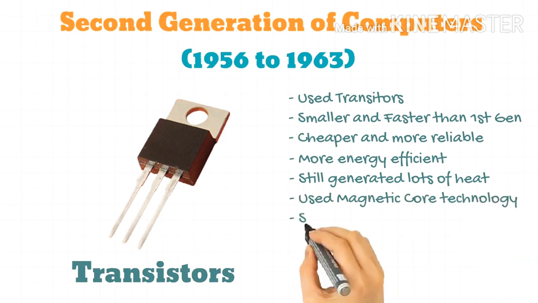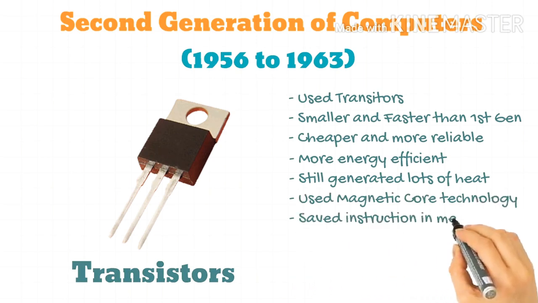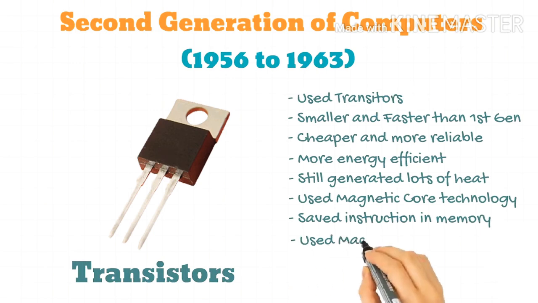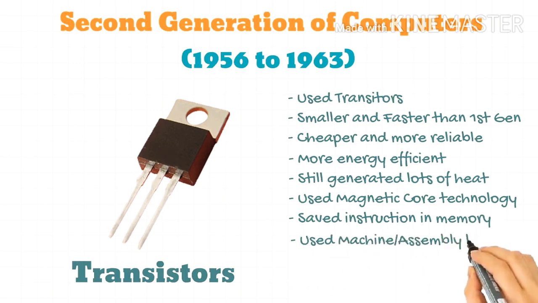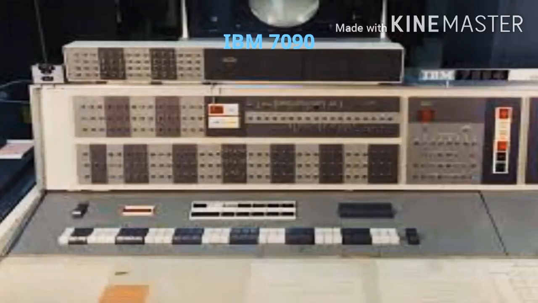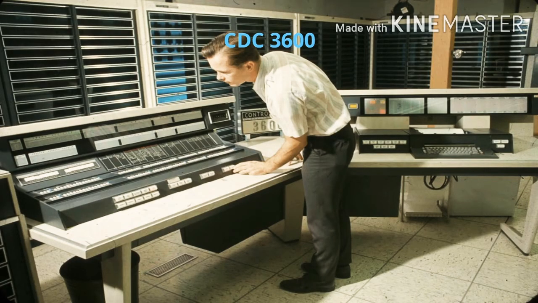They used magnetic core technology and stored instructions in memory. They used machine and assembly language to program. Examples include IBM 7090, CDC 3600.